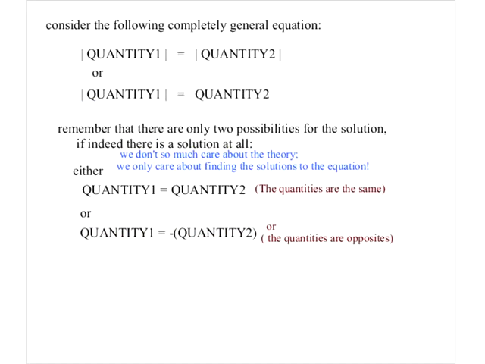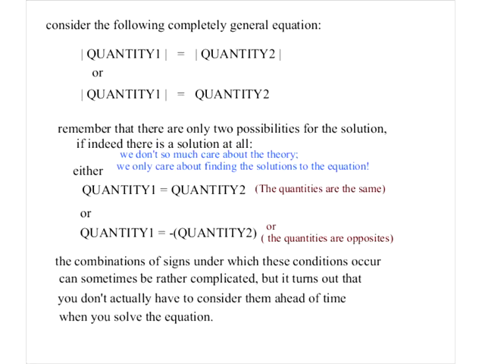So given that, it turns out that this is all we need to do with a couple of caveats. So we're going to look at an example on the next page. But the conditions of signs under which these happen can be rather complicated. But it turns out that you don't have to think about them when you solve the equation. In other words, you don't have to do a lot of what you guys have been talking about on the forums and so on and so forth.